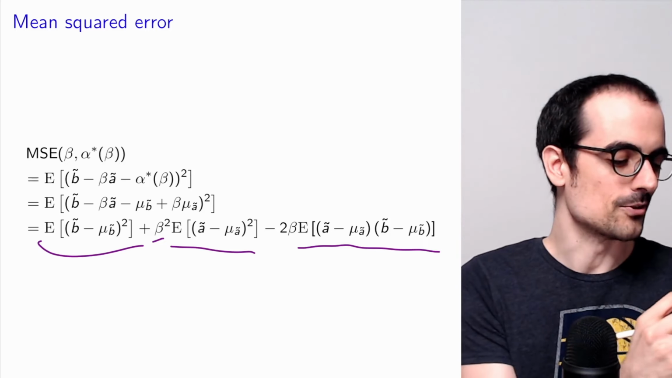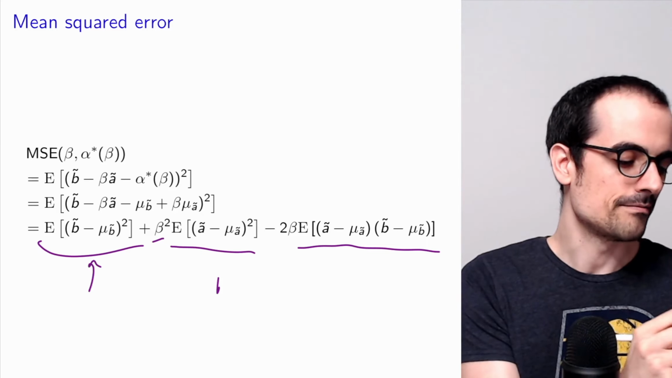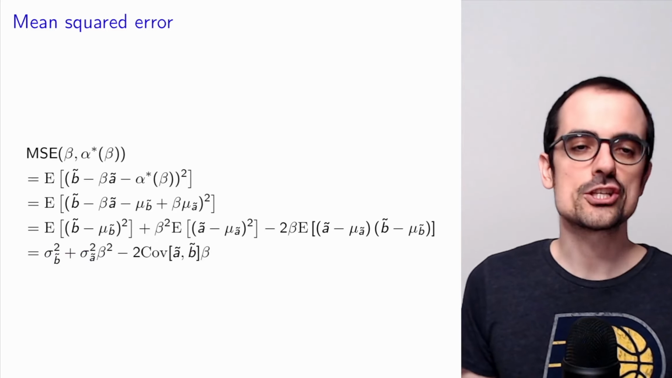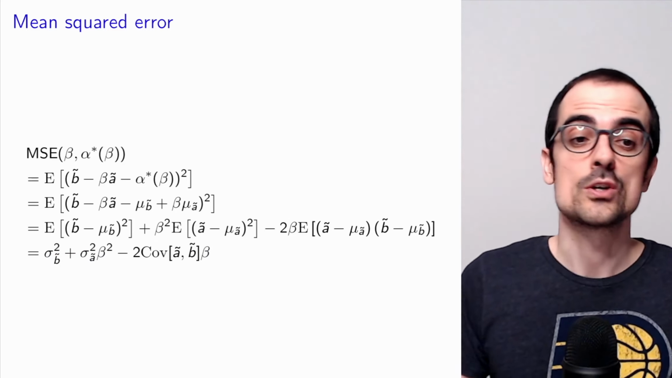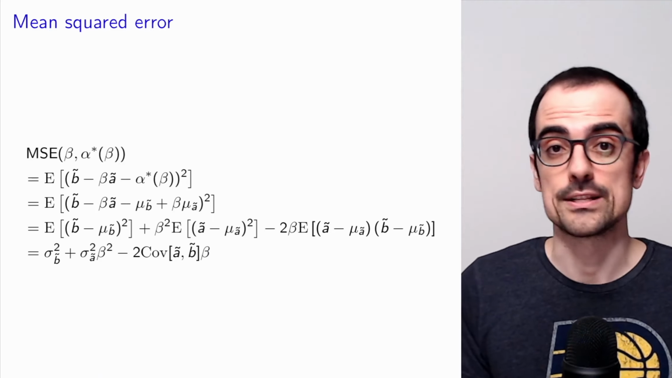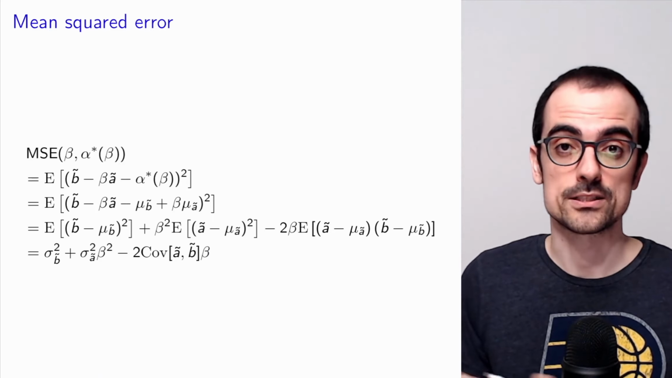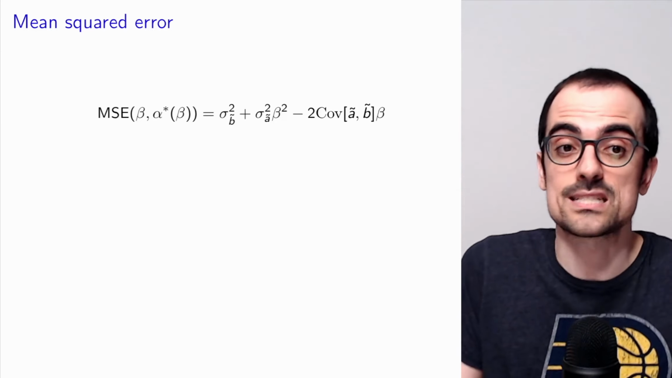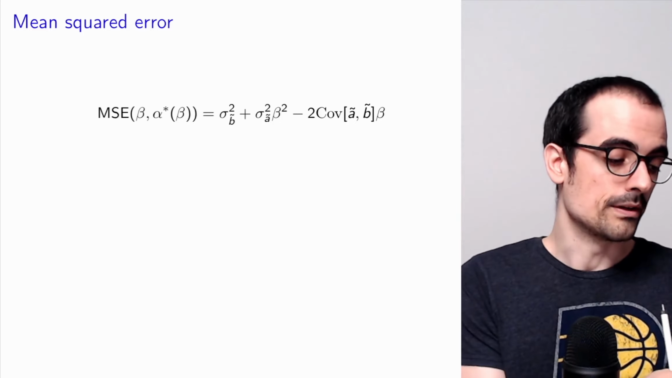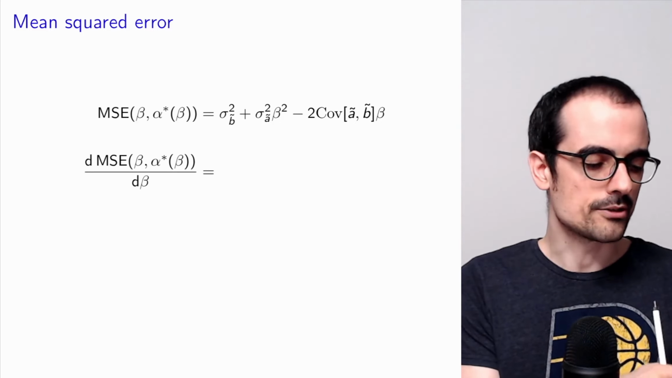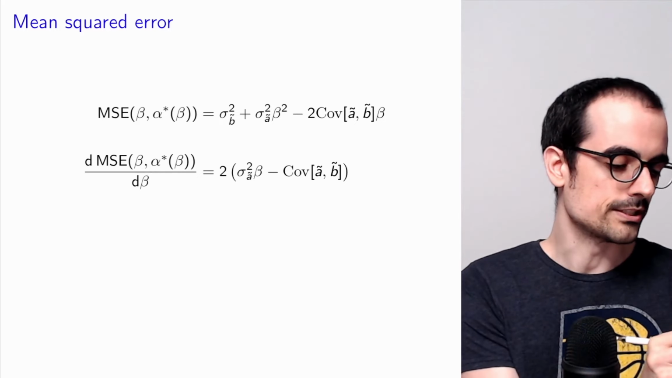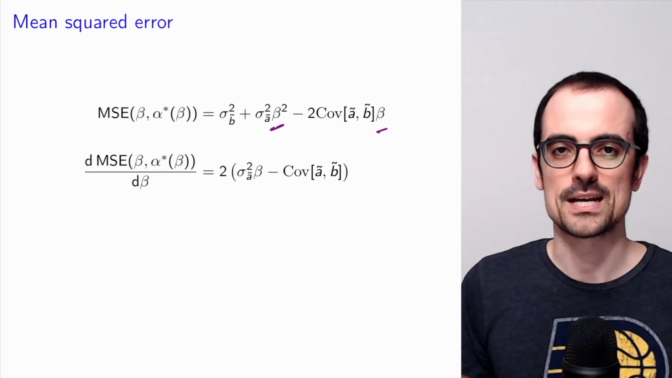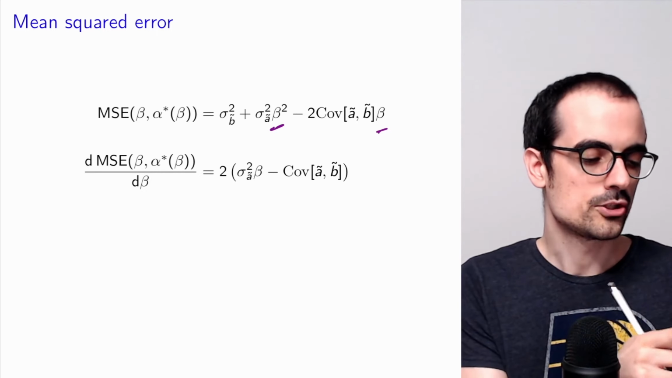Now, what are these values? Well, you know very well what these values are. Just by definition, this is the variance of b, the variance of a, and the covariance of a and b. So we have a very nice expression. The MSE only depends on the variances and the covariance between the two random variables. That's all it depends on. So now we want to find the best beta. We minimize this expression as a function of beta. We take the first derivative. This is easy, because here we just have beta squared, whose derivative is 2 beta. The derivative of beta is just 1, and then we multiply by whatever constants are multiplying them. So this is the first derivative.